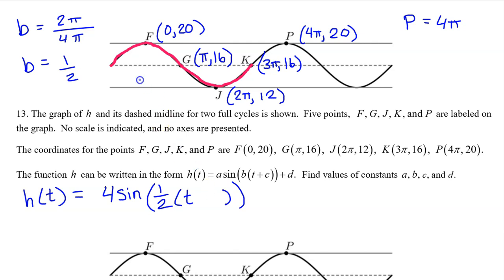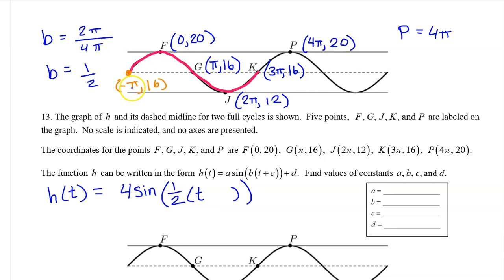The c value will be the opposite of the phase shift, and the phase shift is the first input value. So as we examine the input values and how they change from 0 to pi to 2 pi to 3 pi to 4 pi, we see that every successive input value is increasing by pi compared to the previous. So if I go to the left, I should decrease the input value by pi. So the very first input value of this period will be negative pi. This is the point negative pi comma 16 based on the output values of the other points on the midline.